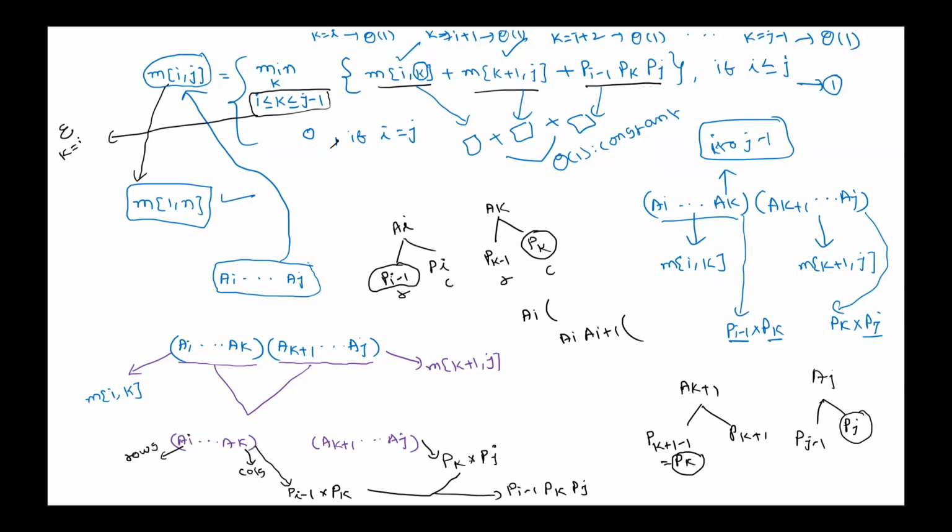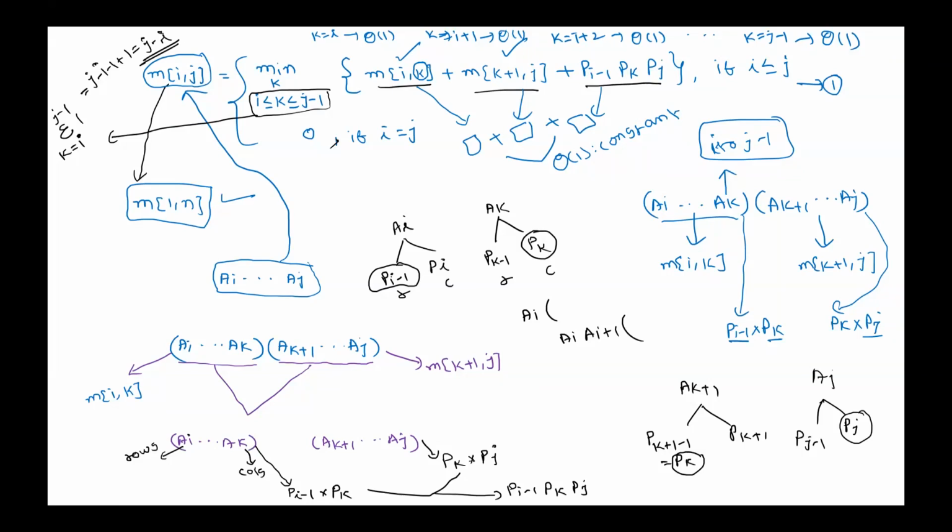Sigma k equals i to j minus 1 of one. What is this value? j minus 1 minus i plus 1, which is the same as j minus i. Are we performing j minus i times or not? Is it clear why we are performing that operation j minus i times? We don't know for which value of k we get the minimum, so for each value of k, we are finding the answer.